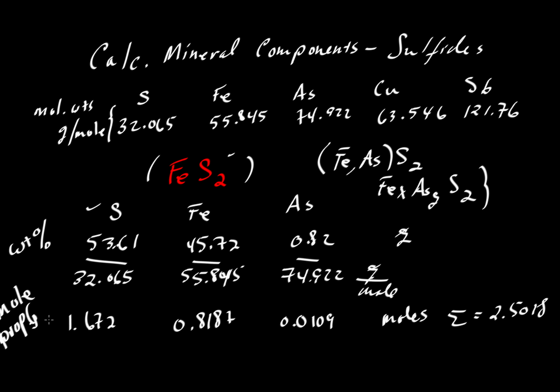We're going to call these the mole proportions, just abbreviate PROP. They're proportions, not really a mole fraction because they don't sum to 1, but we can turn them into a mole fraction by dividing everything by 2.5018. This is called renormalization. So we'll divide this by 2.5018, and this by the same, and this by the same. And we're running out of room, so we'll erase the chalkboard.